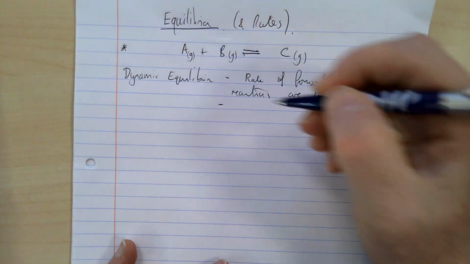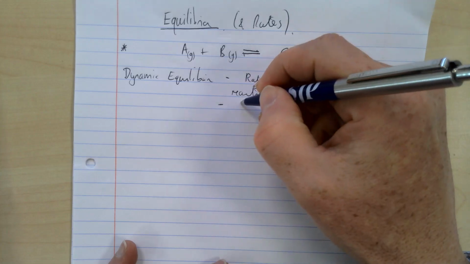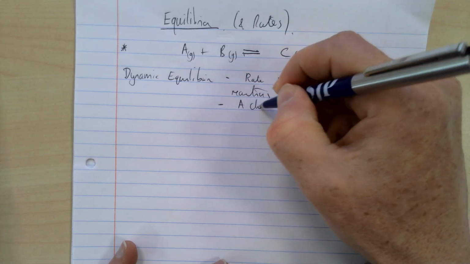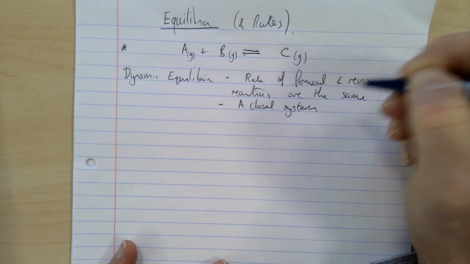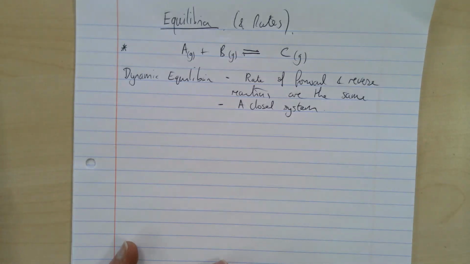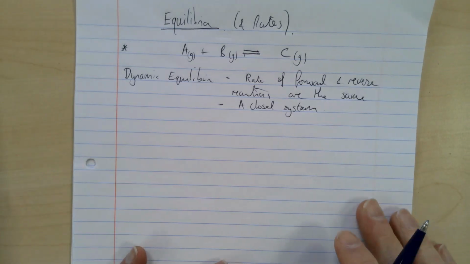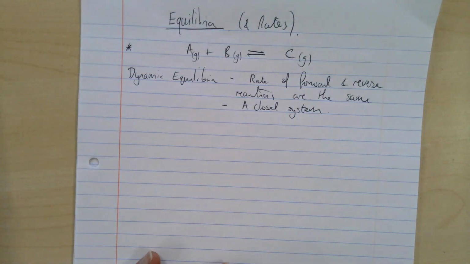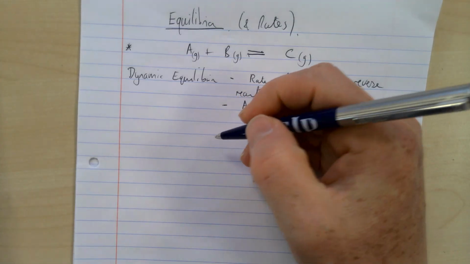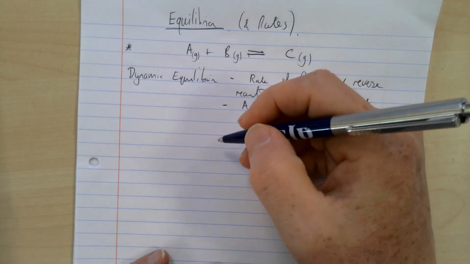And you should know also that this can only happen in a closed system. And a closed system is one where things can't escape. Things are not going to be lost. Things are not going to be added to the pot as it's going along. Right. So that's a definition you put on your flashcards before we get into what's going on in an equilibrium reaction, and before we get into having a look at the exam questions.